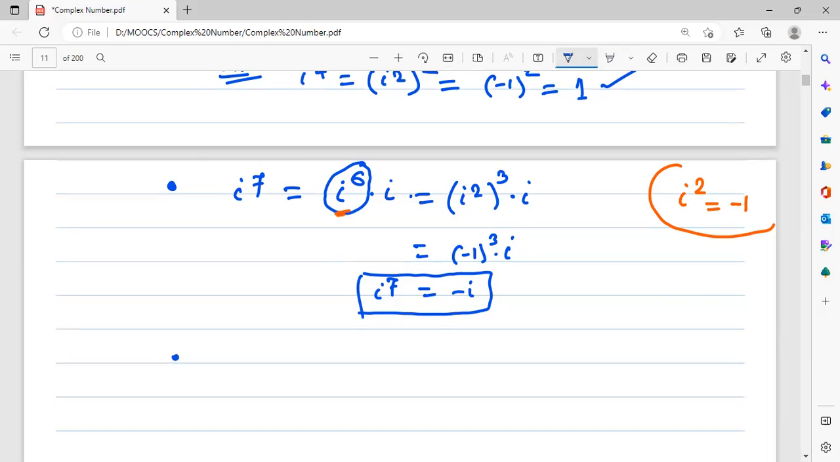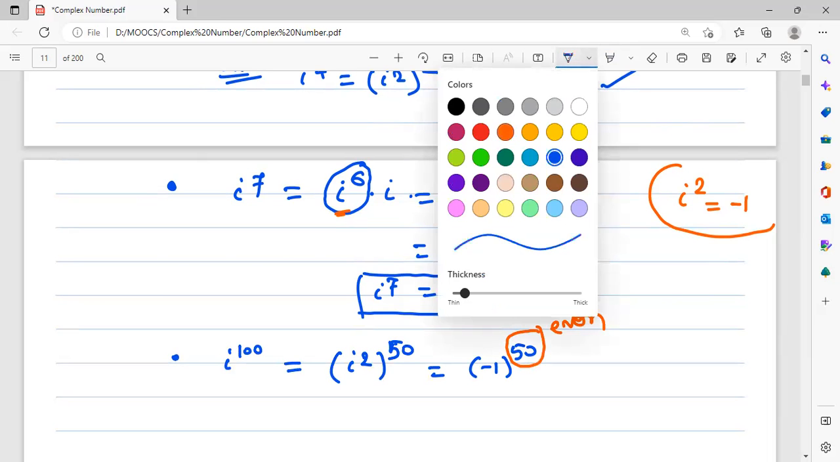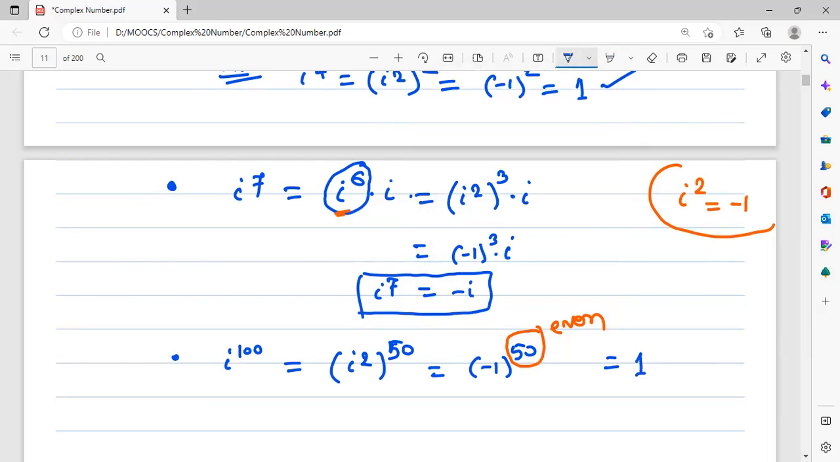Suppose we have to find i raised to power 100. I will write first of all i square and its power becomes 50. What is i square? i square is minus 1. Its power is 50. And we know that for minus 1, its power is even. If power is even, then we will write here plus 1.